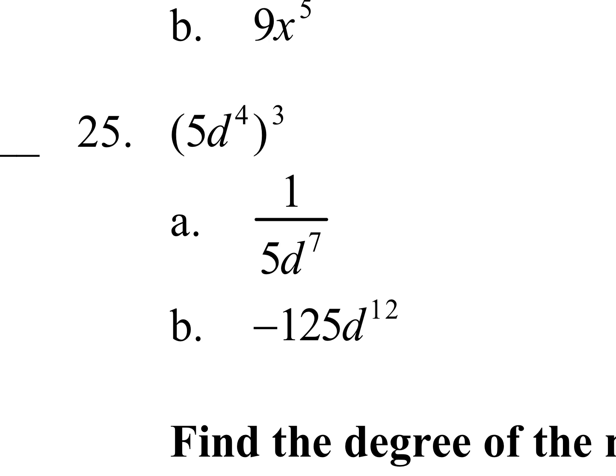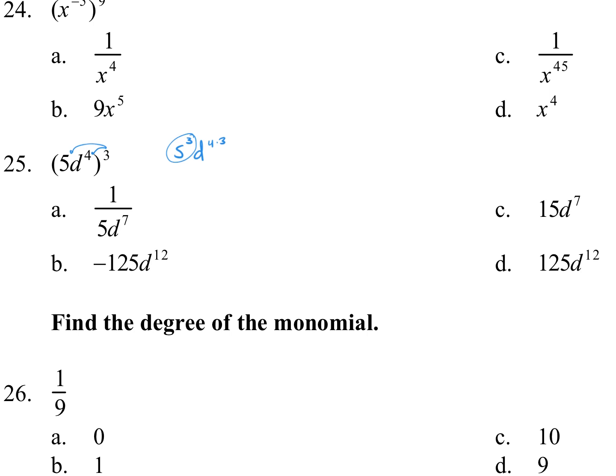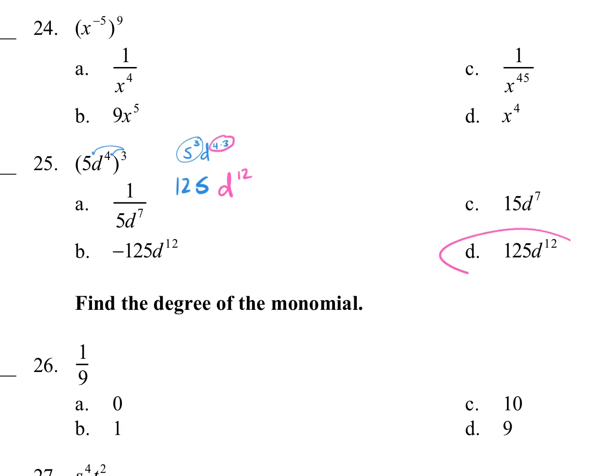And then for 25, again, we have a power raised to a power, but we have to distribute the exponent. So this would be 5 to the 3rd power times d to the 4th power to the 3rd power. What's 5 to the 3rd power? Anybody remember? Let's look at our answer choices. What do we think that 5 to the 3rd power is? 125. And then d to the power of 4 times 3 would be d to the 12th power. So what answer choice would that be? D.